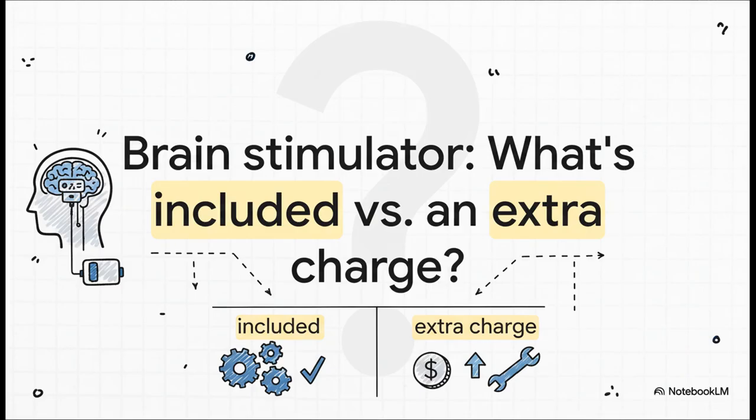A surgeon implants a brain stimulator. Simple enough, right? But for you, the coder, the million-dollar question is this. What's considered part of that procedure, and what can be billed as an extra charge? Answering this question correctly is honestly the entire game.